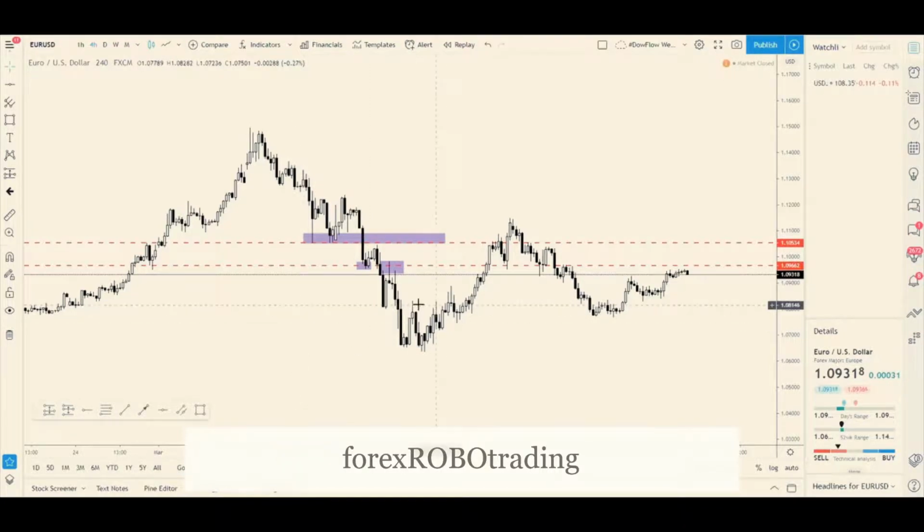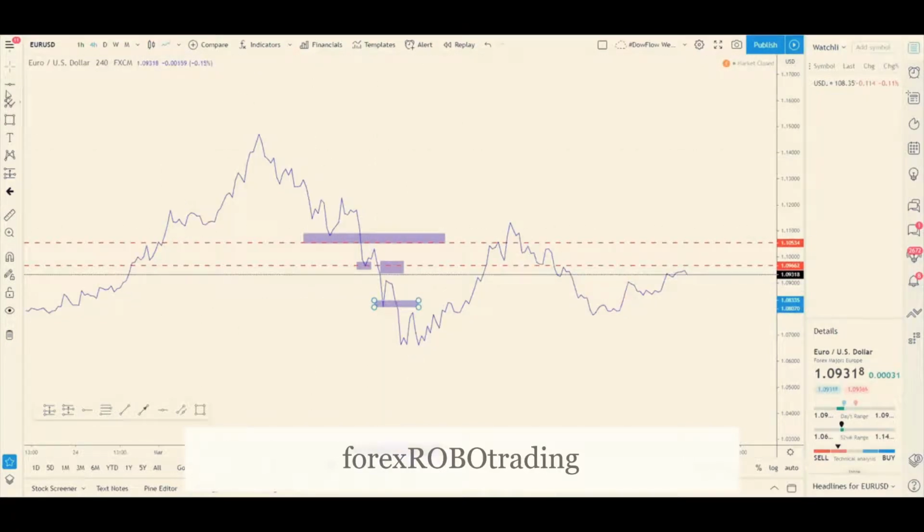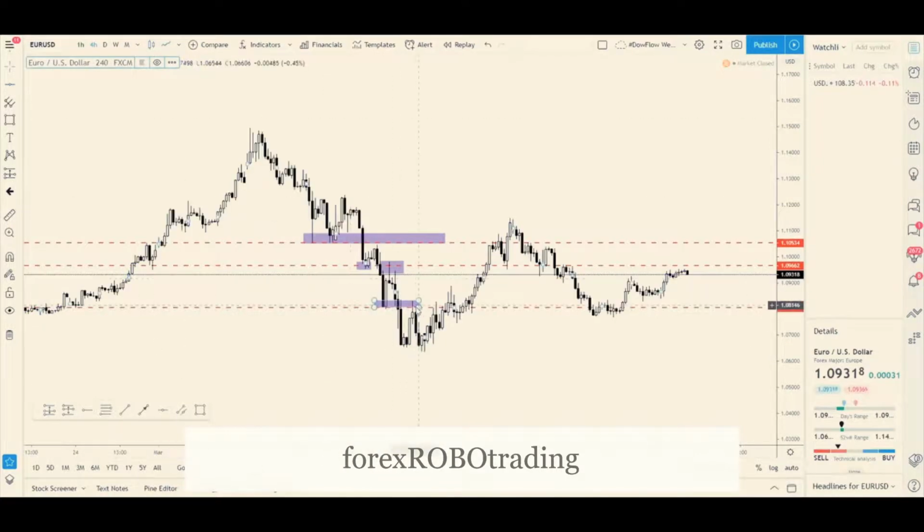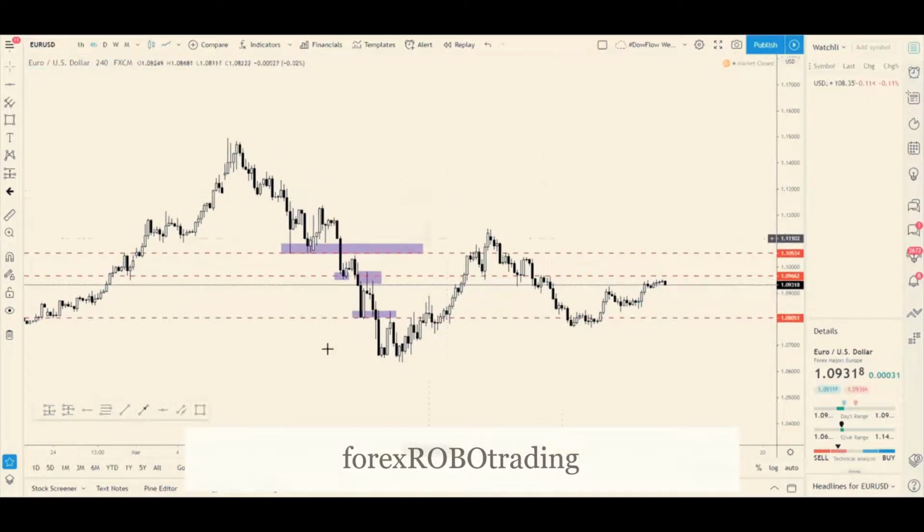Let me just show you one last example over here. You have support here, it was broken and it came to retest. If you want the so-called exact level, change to the line chart and just draw it over here. You can see something like this. So this is the basics of support and resistance.